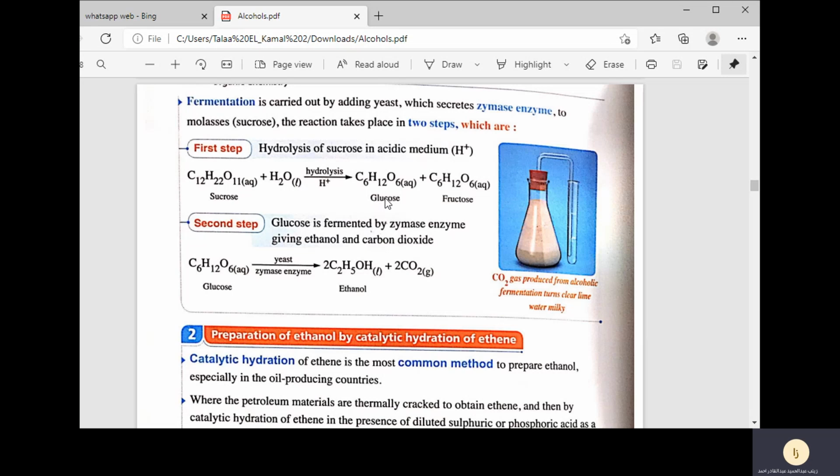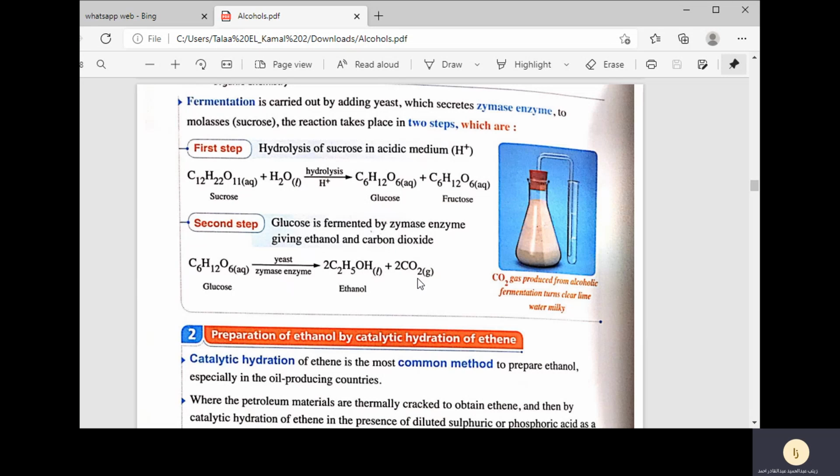The second step, the yeast will act. How? The glucose molecule, by the action of yeast, which produces enzyme or chemical substance called zymase enzyme, will make fermentation of the sugar and will be changed into ethanol and carbon dioxide.